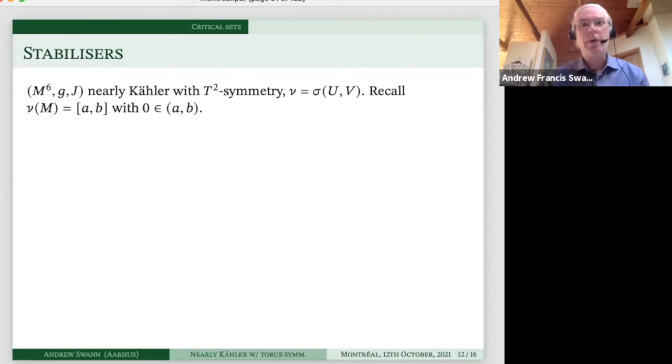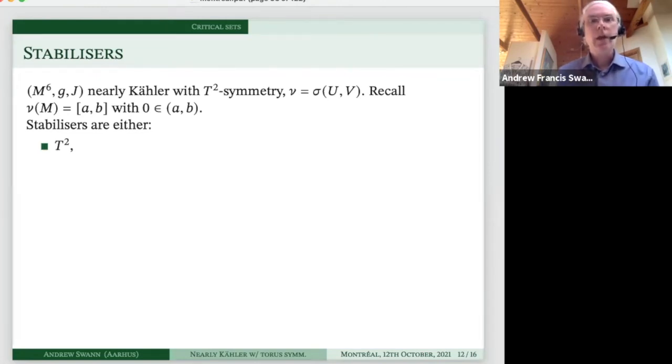So let's recall what we have. We have a nearly Kähler manifold. We have T2 symmetry. I've defined the multi-moment map to be sigma on the two generators U and V, and we know the image is a compact interval containing 0 in its interior. So the stabilizers when the manifold is compact. There are 3 classes of stabilizers, one in every dimension, 2, 1, 0.